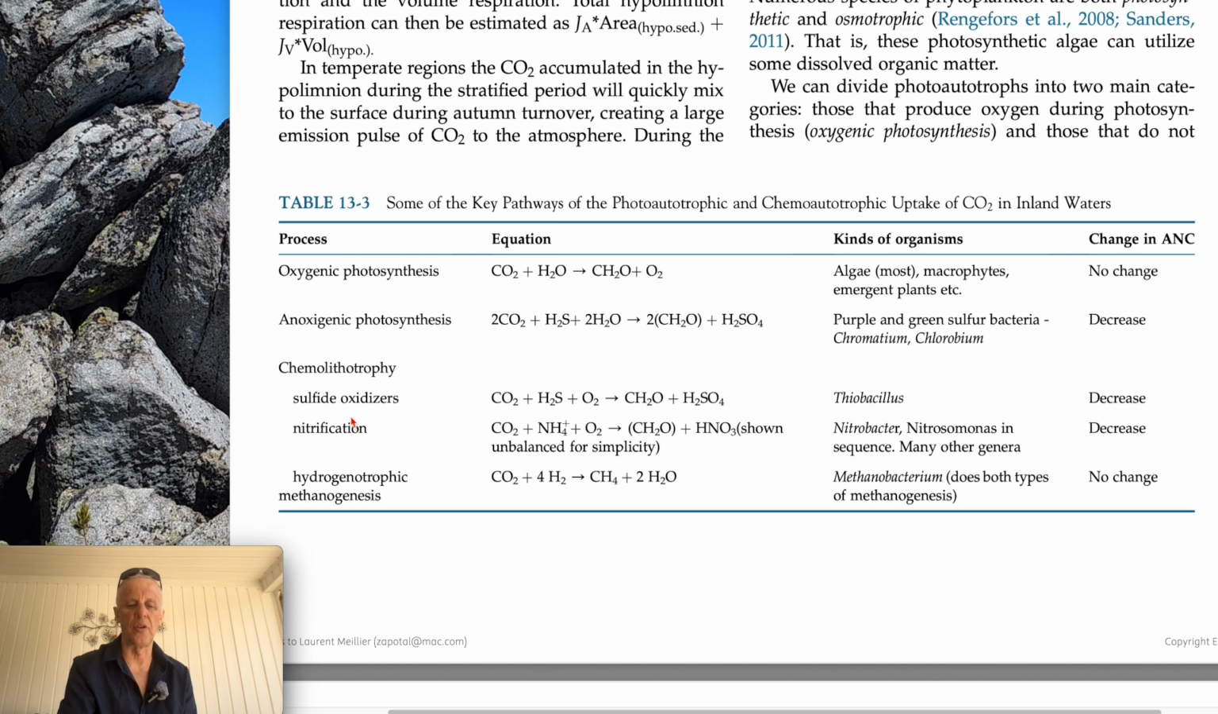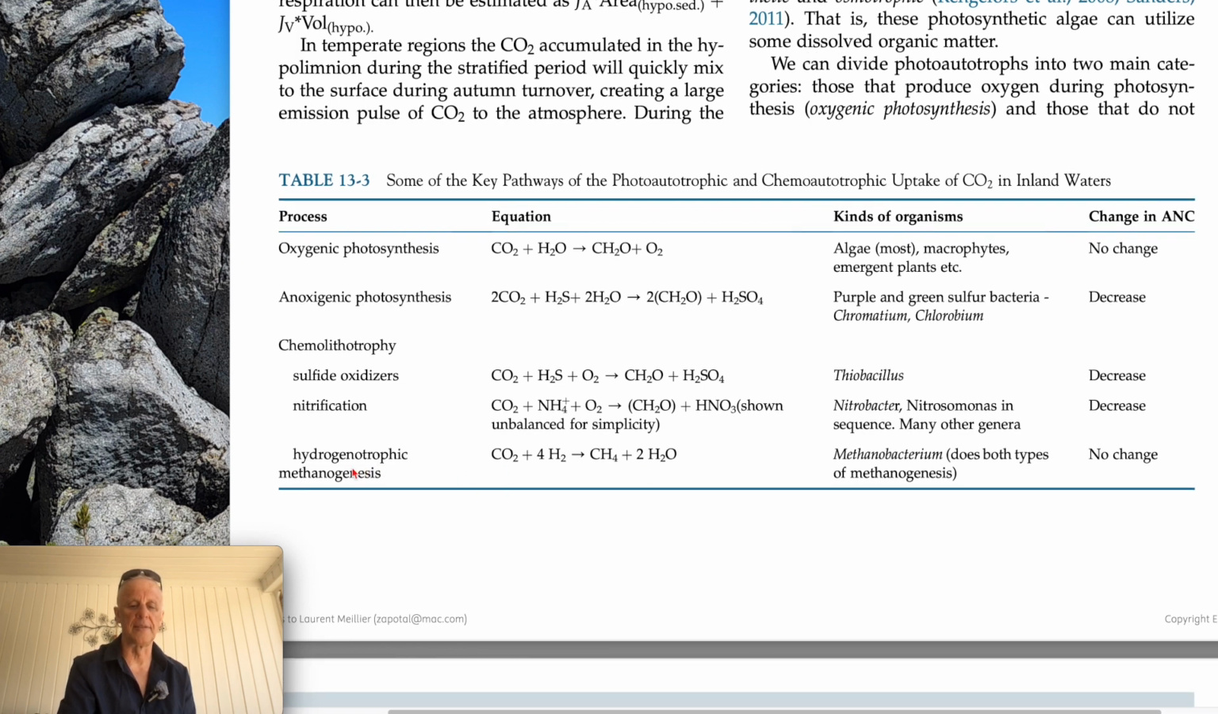Chemolithotrophy. We have two types. We have the sulfide oxidizers, where the equation is CO2 plus hydrogen sulfide plus oxygen is equal to CH2O plus sulfuric acid. The organisms that do that are Thiobacillus, and the effect on ANC is that it lowers it. We have nitrification, which is CO2 plus ammonium plus oxygen is equal to CH2O plus nitric acid, shown unbalanced for simplicity. Then we have Nitrosomonas and Nitrobacter in sequence, many other genera, and that also lowers the ANC. And then we have hydrogenotrophic: carbon dioxide plus 4 hydrogen is equal to methane plus 2 waters. Methanobacterium does both types of methanogenesis, and there's no change on the ANC. This is the last process we looked at, methanogenesis.